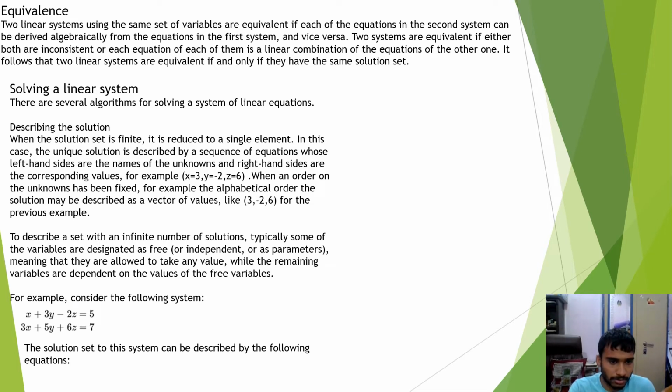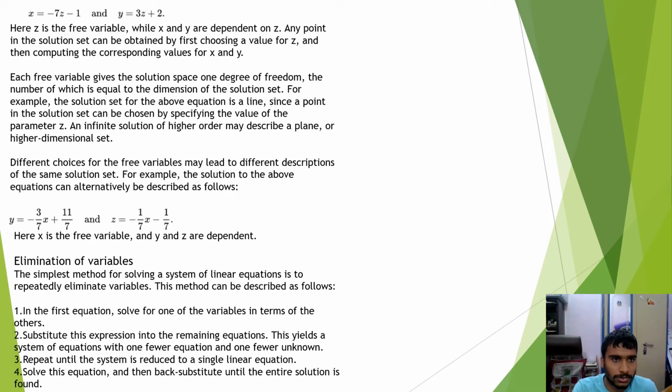Consider the following system, these two equations. The solution set to this system can be described by the following equations. For the first equation, x equals minus 7z minus 1 and y equals 3z plus 2. Here z is the free variable while x and y are dependent on z. Any point in the solution set can be obtained by first choosing a value for z and then computing the corresponding values for x and y. Each free variable gives the solution space one degree of freedom, the number of which is equal to the dimension of the solution set.